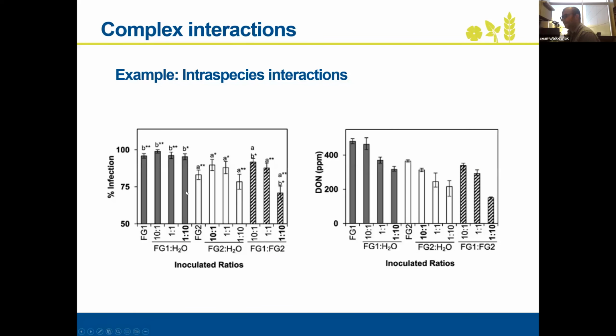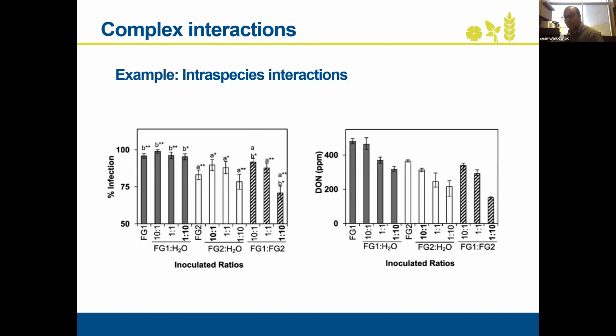This sample here, for example, has the same level of inoculum of FG1 and FG2, but you're seeing almost a 20% reduction in the amount of disease. And this is causing a reduction in the amount of deoxynivalenol appearing as well. So when you inoculate even the same species together, they're interacting with each other, and this is causing interference that's reducing the amount of disease that's appearing on the grain.